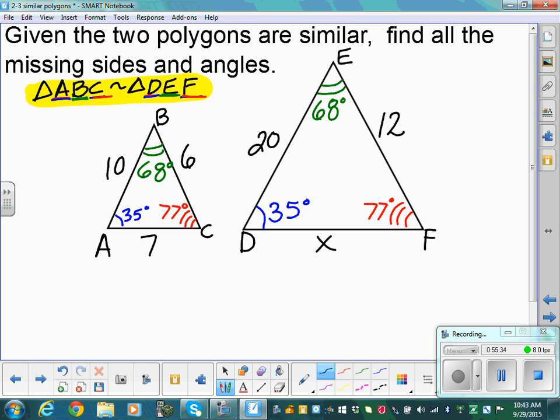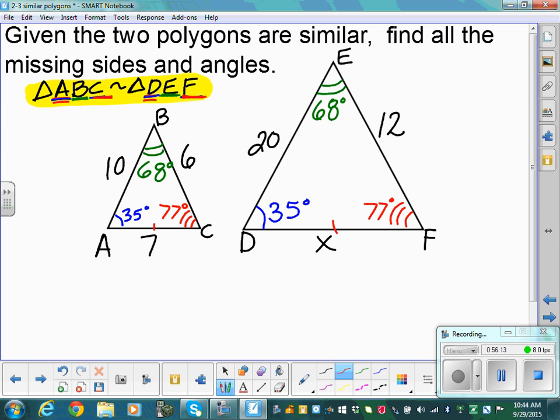Now we know, though, if we have similar polygons, we can set up a ratio of corresponding sides and solve for X. So let's look at some corresponding sides and set up a ratio. First of all, DF is to AC. Does everybody see how DF falls in the same place as AC? So those are corresponding sides. Now, if you want to go from big to small, that's fine, or from small to big, that's fine. You just got to stay consistent. I'm going to go with small to big.